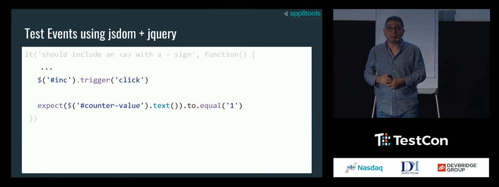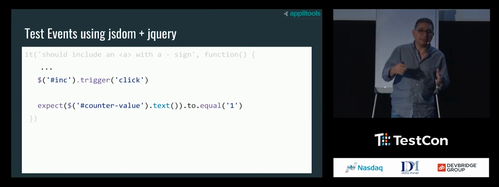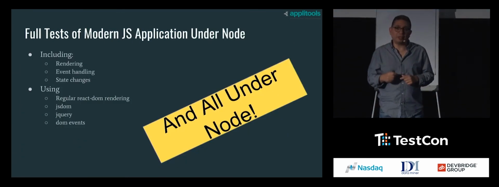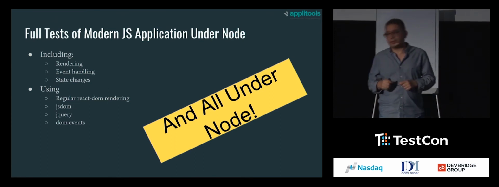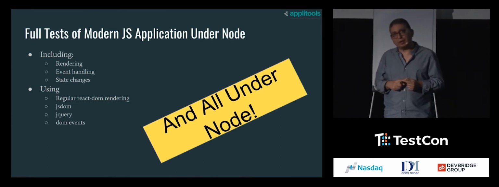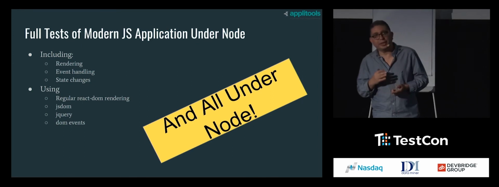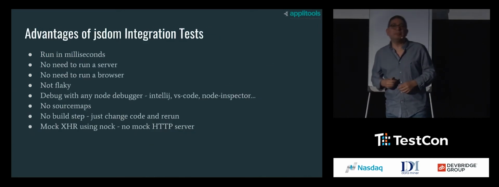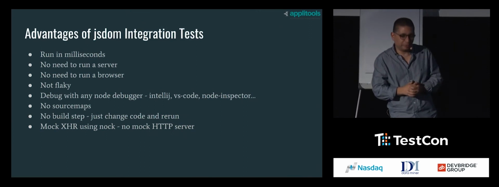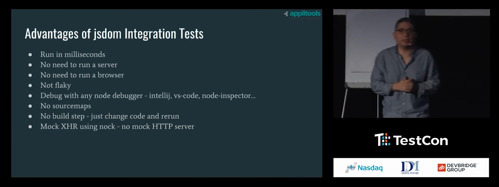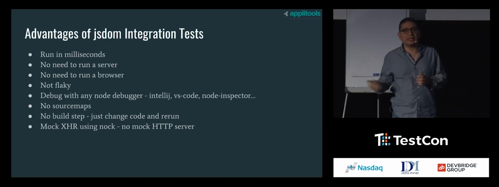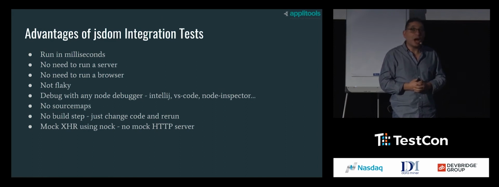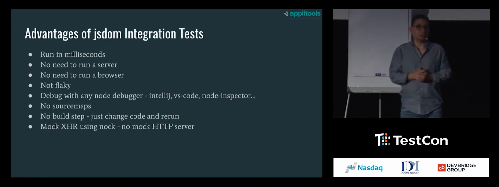That's it. It's a long story, but in the end, what we get is a full test of a modern JavaScript application using Node.js. We have regular DOM rendering. We have JSDOM, jQuery, DOM events, the whole thing just working under DOM. It runs in milliseconds. At a previous company of mine, we had hundreds of full-blown end-to-end tests running in 10, 20 seconds, hundreds of them in seconds.